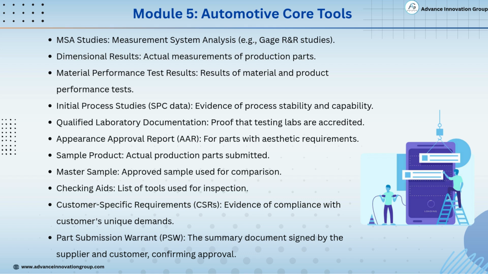Appearance approval report, for parts with visual requirements. Sample product: actual part samples sent to the customer. Master sample: assigned approved sample for future reference. Checking aids, tools used during inspection. Customer-specific requirements, CSRs, proves custom expectations are met. Part submission warrant, PSW: final approval signed by both supplier and customer. Together, these documents ensure quality, traceability, and customer confidence before mass production begins.